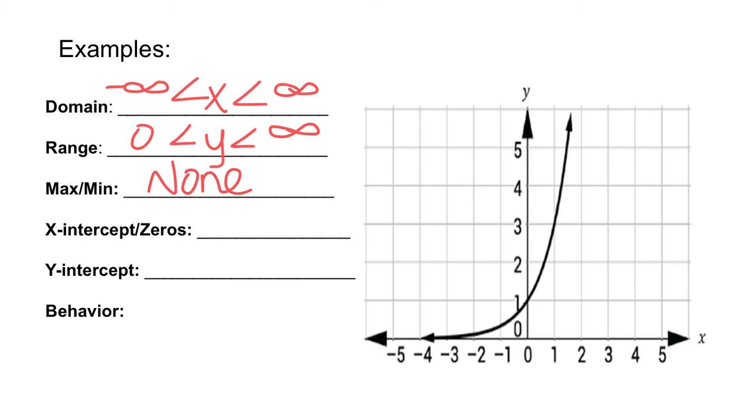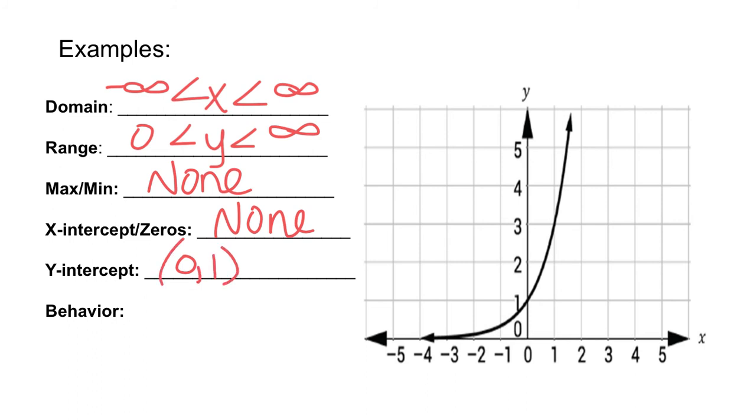They also typically, unless they've been transformed, don't have an x-intercept. They're not going to touch your x-axis. So there's actually no x-intercept either. The y-intercept, though, will exist almost always, and that is going to exist at 0, 1.